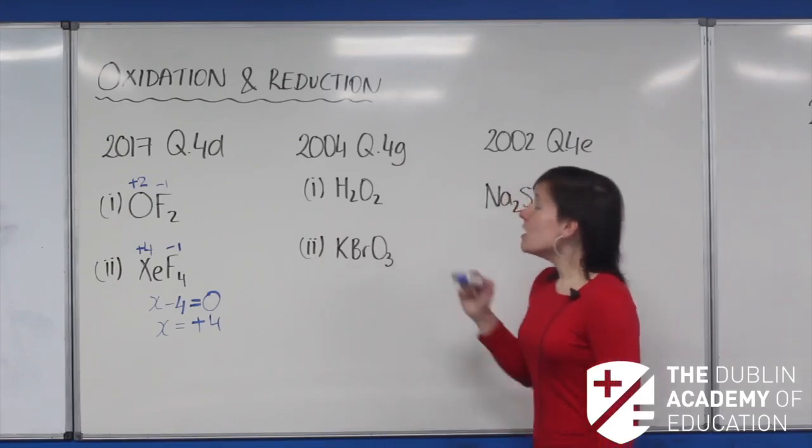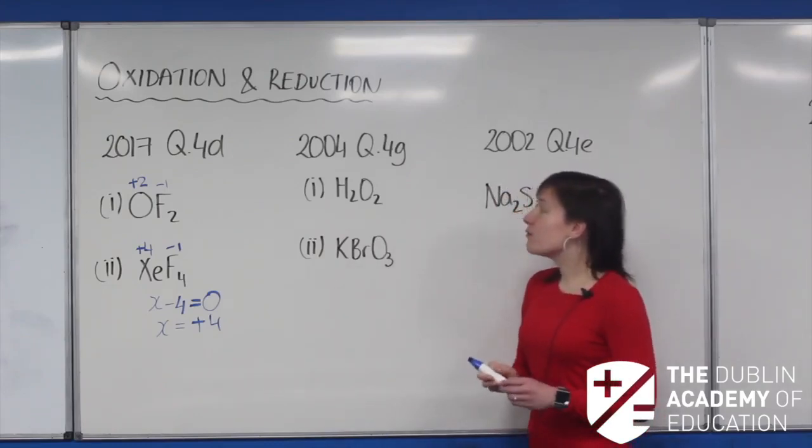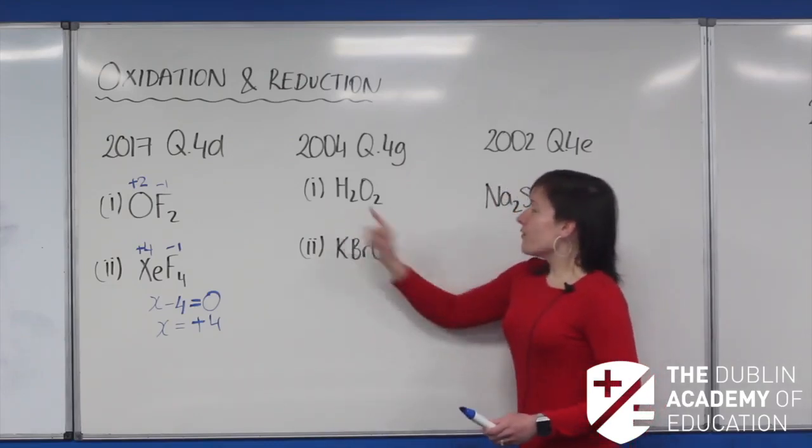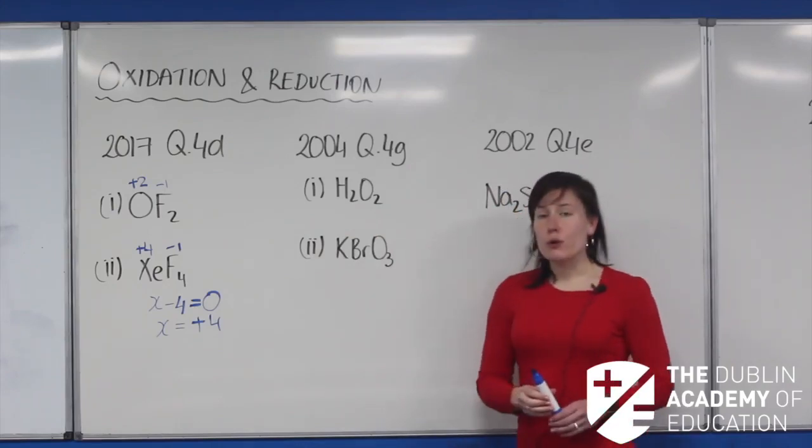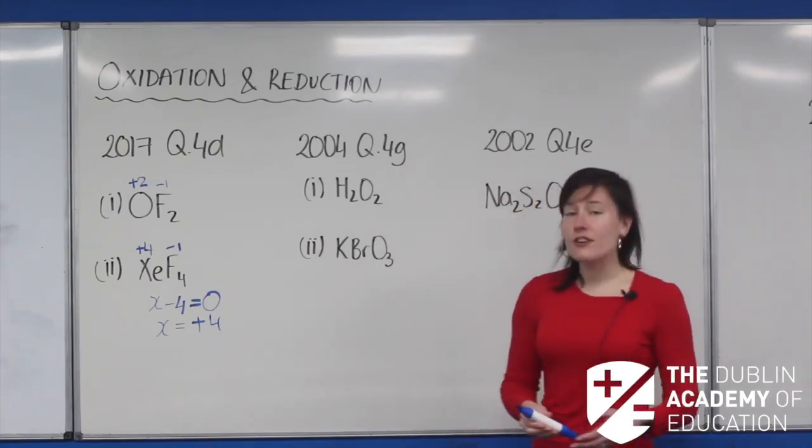Okay, so moving on then to the next question from 2004 this time. The first example here, we have H2O2. So this is what we call hydrogen peroxide.